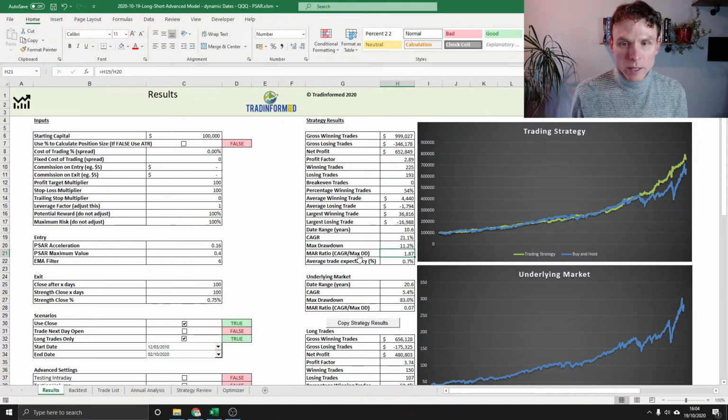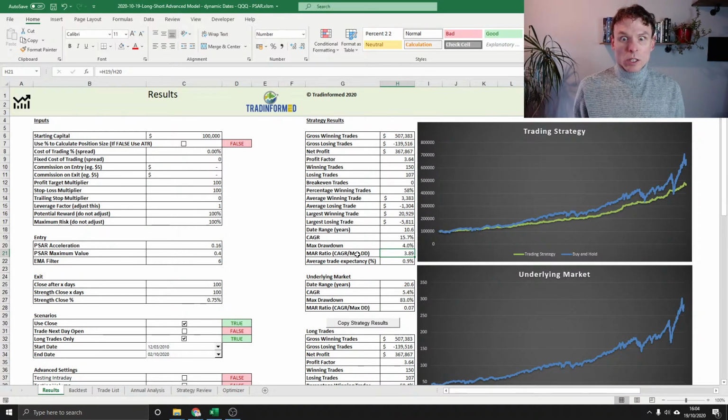If I do long trades only, a more conservative approach, generally speaking, just taking long trades, this market has tended to go up. We can see that drawdown is actually even lower for this scenario. Compound annual growth rate slightly lower. However, we still have a very strong MAR ratio and a creditable set of results.